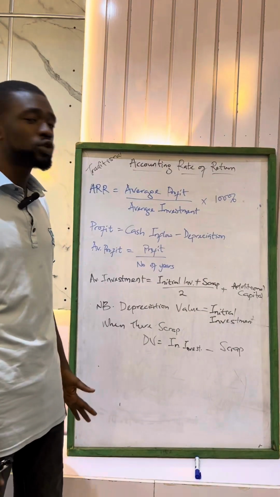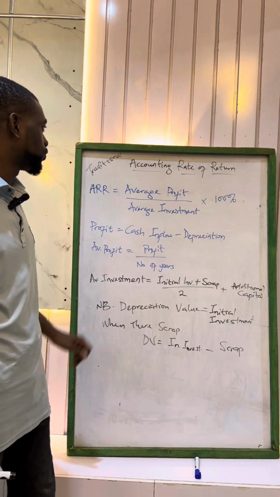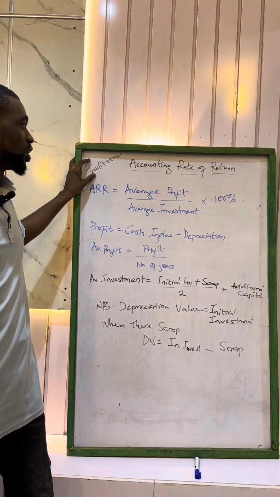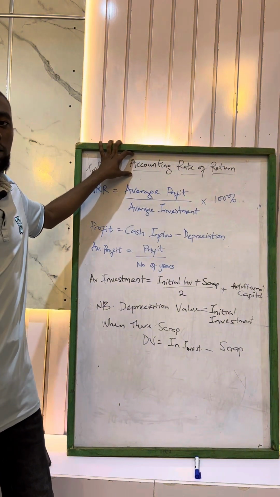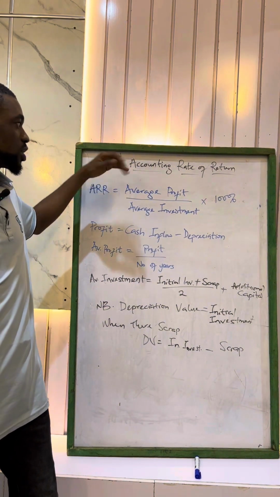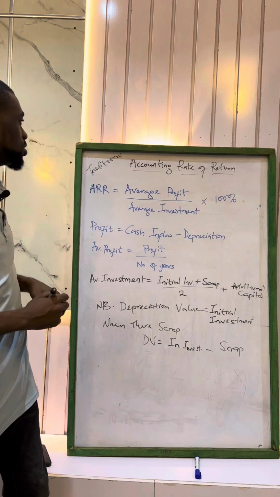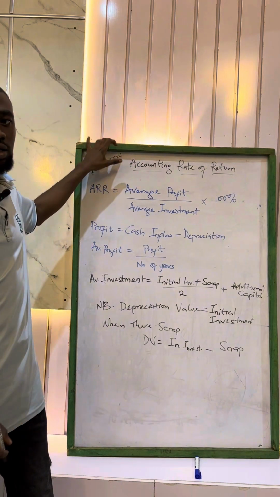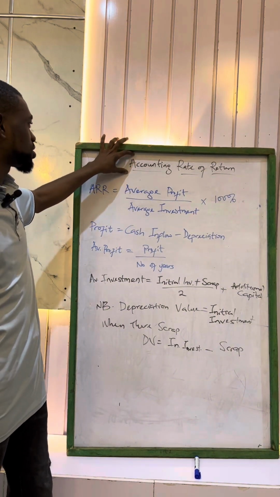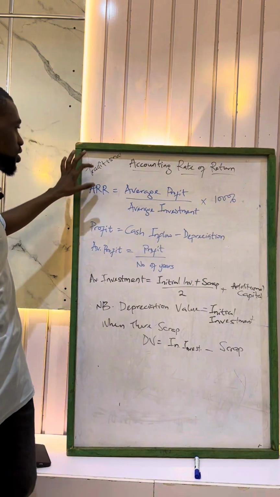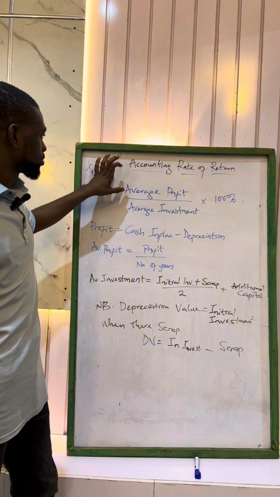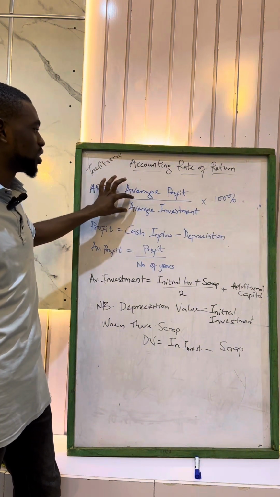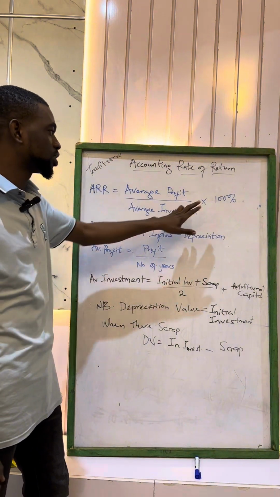Okay, so next we're going to be talking about the accounting rate of return. The reason we're talking about this is because we need our ARR when calculating the IRR. The next method in the DCF was supposed to be our IRR, the internal rate of return. So we need this. Let me just explain briefly the concept of the ARR. To get your ARR, it is the average profit over the average investment times 100%.